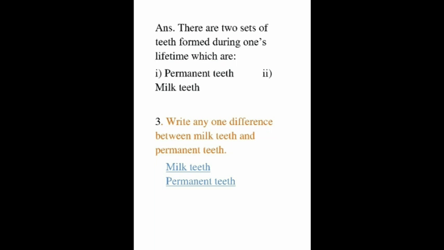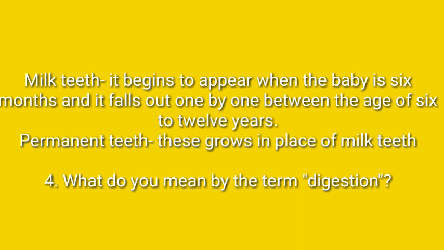Now, next is, write one difference between the milk teeth and the permanent teeth. So, milk teeth begin to appear when the baby is 6 months old and fall out one by one between the age of 6 to 12 years, whereas the permanent teeth grow in the place of milk teeth after they fall out.